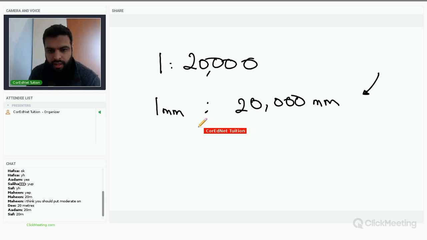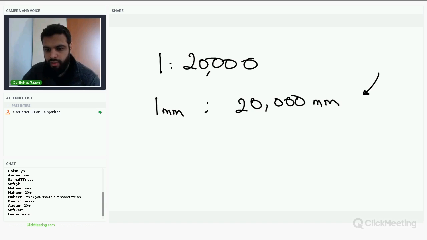Yes, it will be 20 meters. Thank you very much. Good. So in real life, that will be 20 meters.